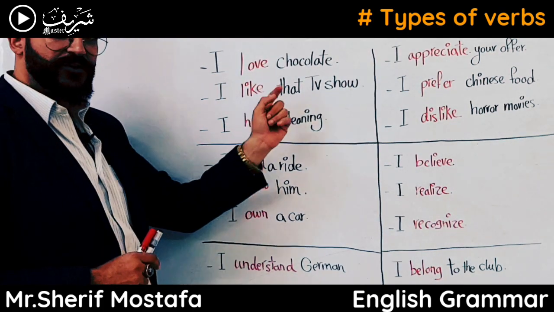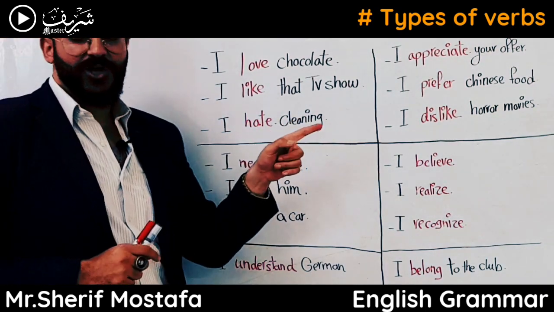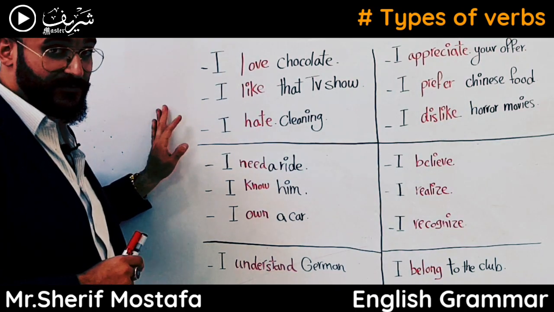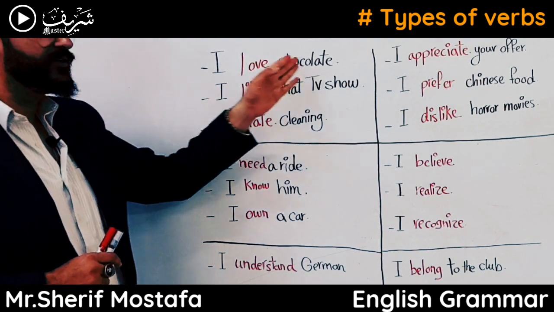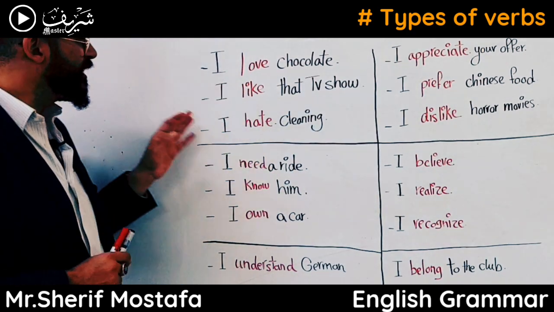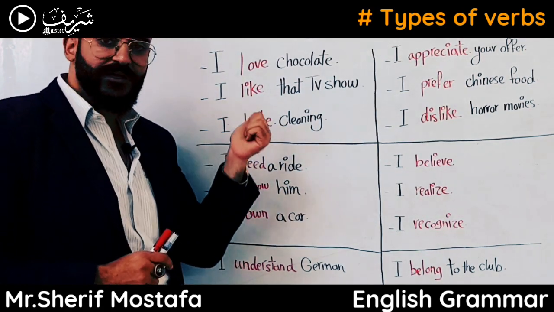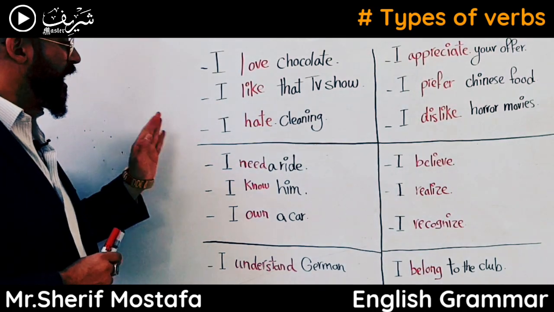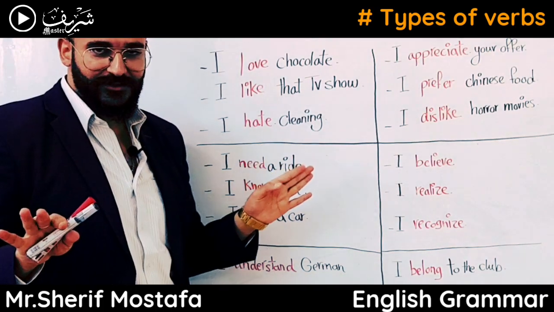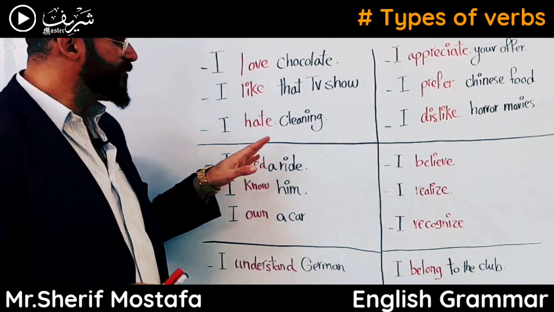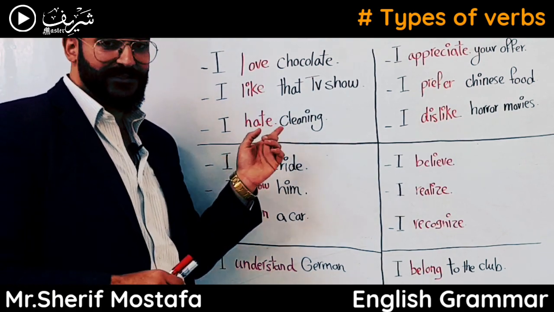So love here is a stative verb. I cannot say "I am loving chocolate" grammatically, in correct English, okay? So I love chocolate. Love is a stative verb. I like that TV show. So like is a stative verb as well. I hate cleaning. Actually, we do not hate cleaning or anything, but some people hate cleaning, and I understand that. So I hate cleaning. Hate here is a stative verb.